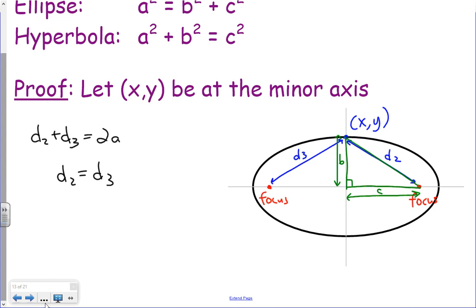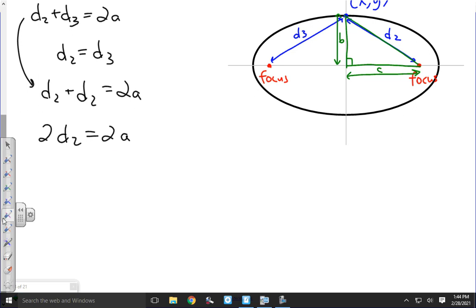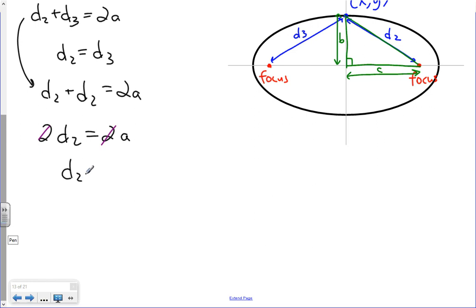I'll replace D3 in the equation up above. So I can rewrite this as D2 plus D2 is equal to 2A. Again, that's because of the fact that D2 and D3 are the same. And so that means on the left there I've got actually two D2s is equal to 2A. And of course you can divide out the 2s then. The 2s will cancel each other out, and you end up with D2 is equal to A.